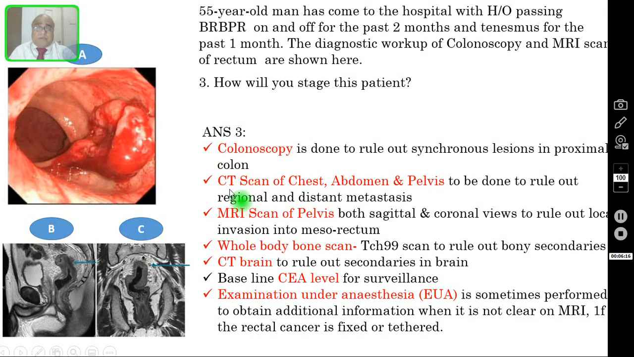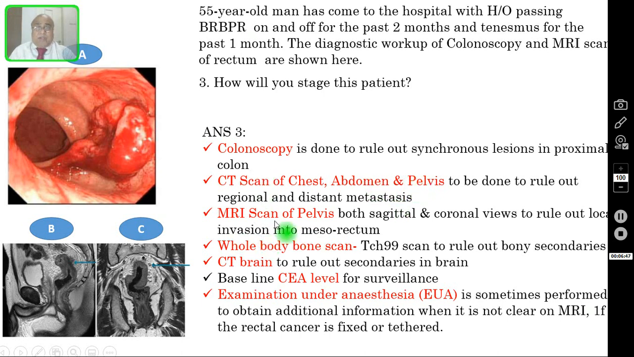You should also do CT scan of the chest, abdomen and pelvis to rule out regional or distant metastasis. So CT scan also you can pick up whether it is invading the mesorectum, but it is very useful to find out distant metastasis either to the chest, that is lungs, abdomen, to the peritoneal cavity or to the liver, and in the pelvis also any deposits you can see.